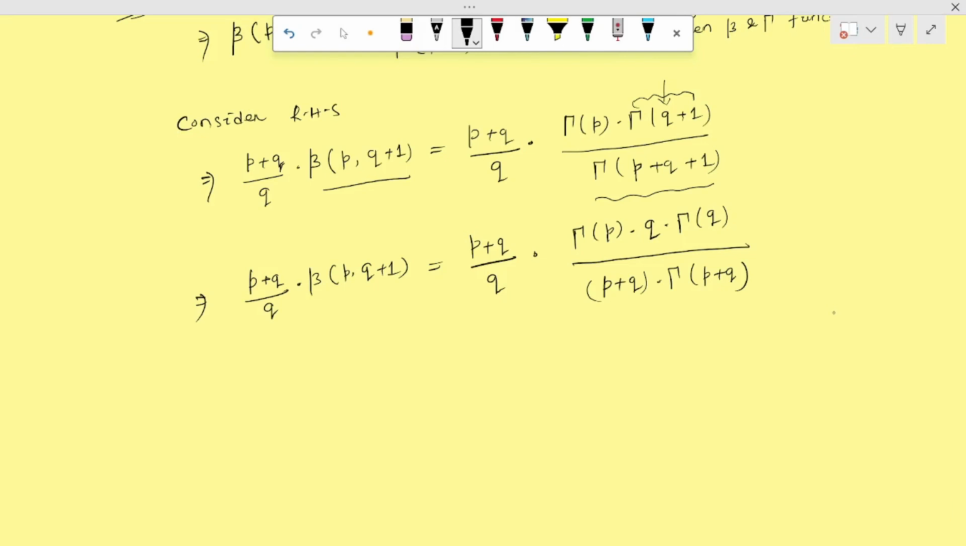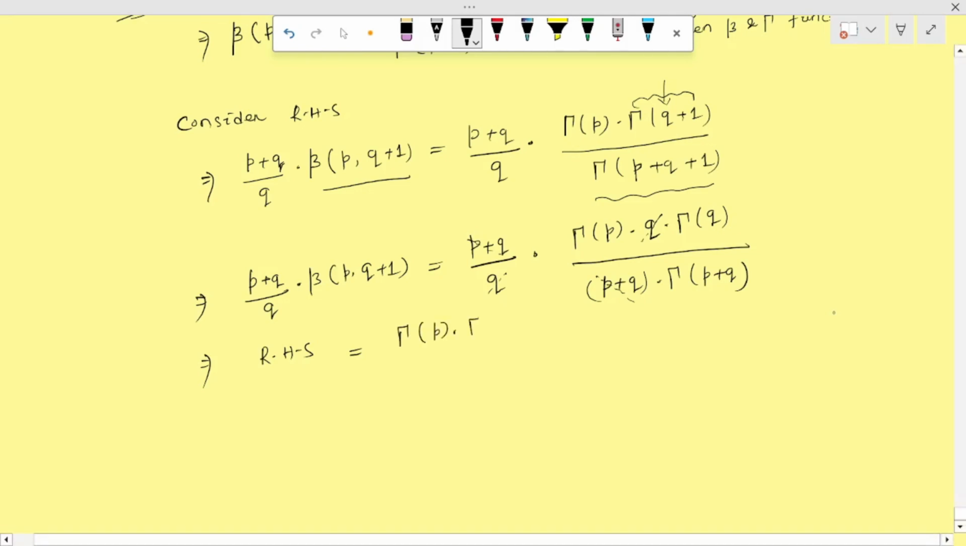So here you can see p+q and p+q, and q and q got cancelled, and we found the RHS. Or we can write, the RHS will be equal to how much? Gamma(p) into gamma(q) by gamma(p+q). This is your equation number 2.